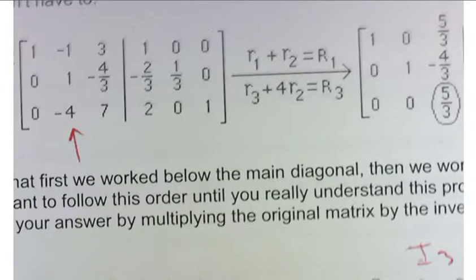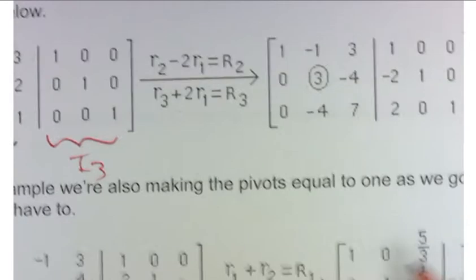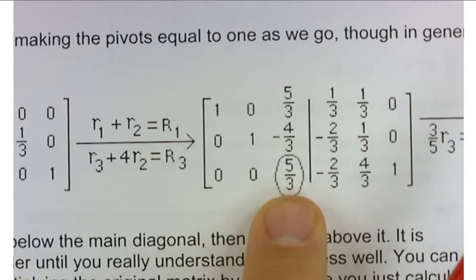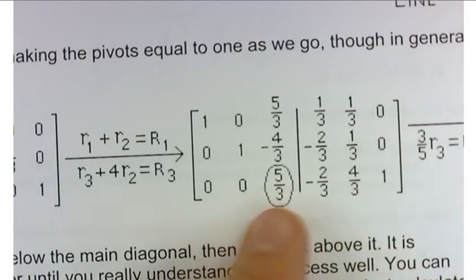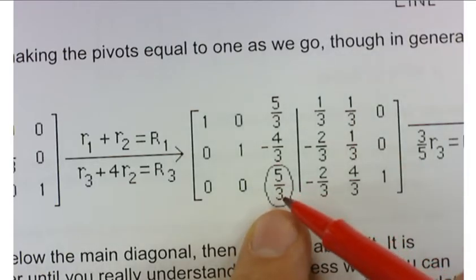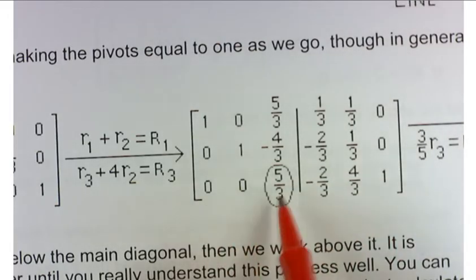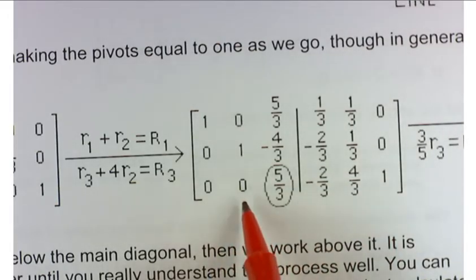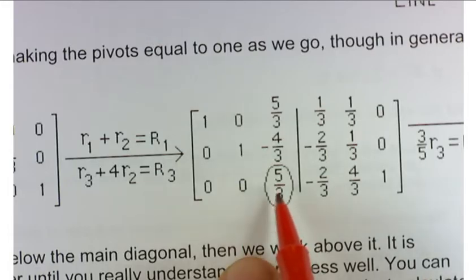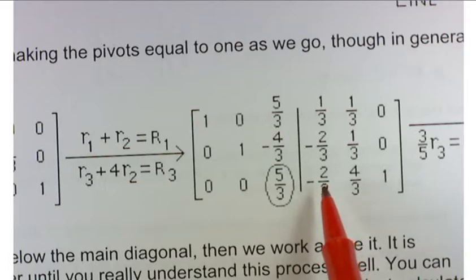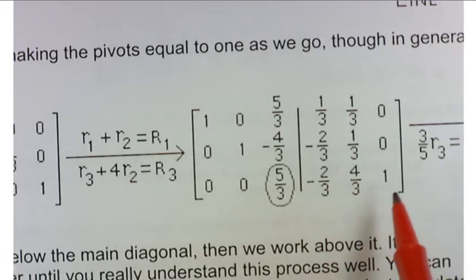A couple more things. So we got zeros here and here. The next thing is that to make this number here, it's called a pivot, equal to 1, you can multiply by the reciprocal here, 3/5. 3/5 has to multiply the entire row. 3/5 times 0 is 0. 3/5 times 0 is 0. 3/5 times 5/3 is 1, etc. 3/5 times negative 2/3 is going to be negative 2/5, and then 4/5, and then 3/5.